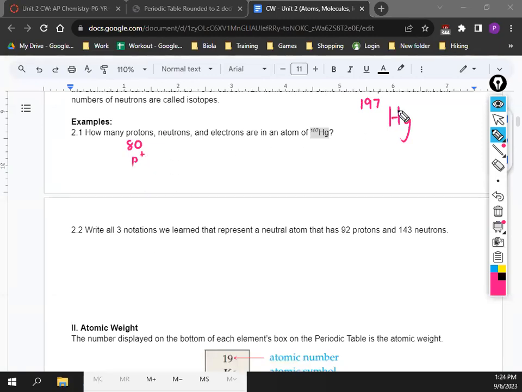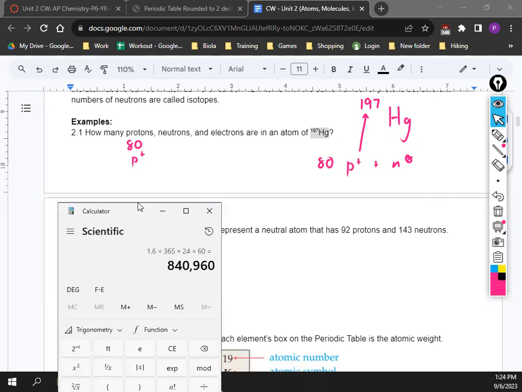For the neutrons, we said that this number right here is the protons plus the neutrons. We know that there are 80 protons. So in order to find the neutrons, super easy, you just need to subtract. We're going to subtract 197 minus 80. If you do it in your head, that's fine too. That's going to give us 117 neutrons. Okay, so far so good?